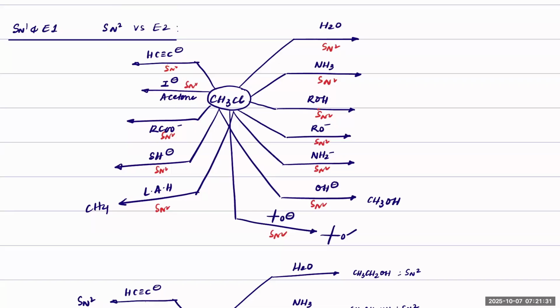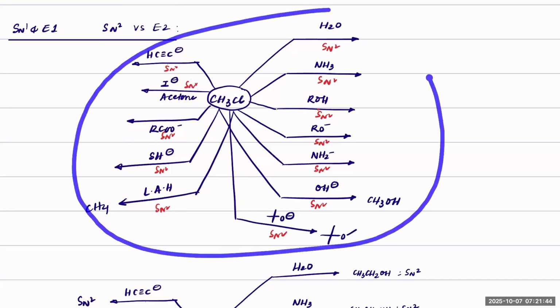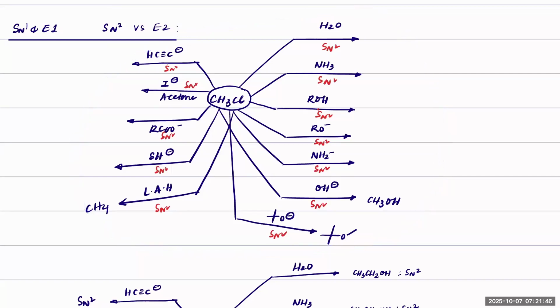Okay. So now notice in all these cases, if you have a strong nucleophile, they will always favor SN2. So notice in all the cases, SN2 reaction is favorable. देख लो बेटा ध्यान से. It is only favoring SN2. Right.